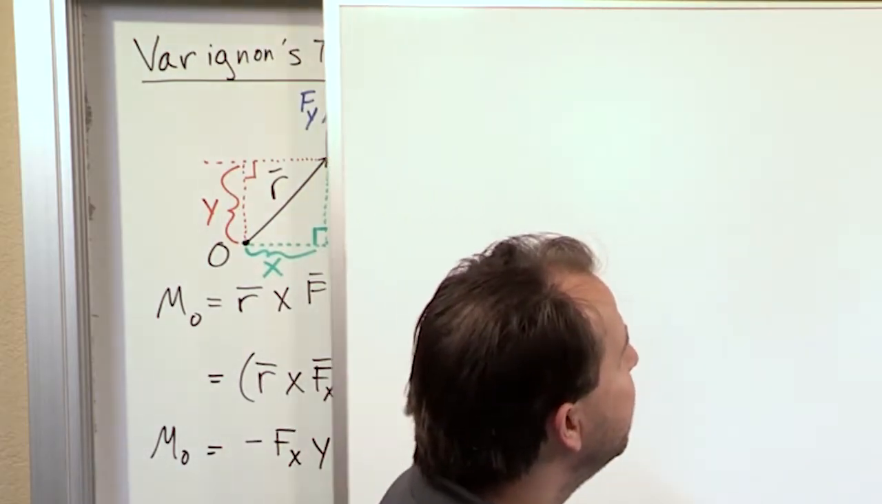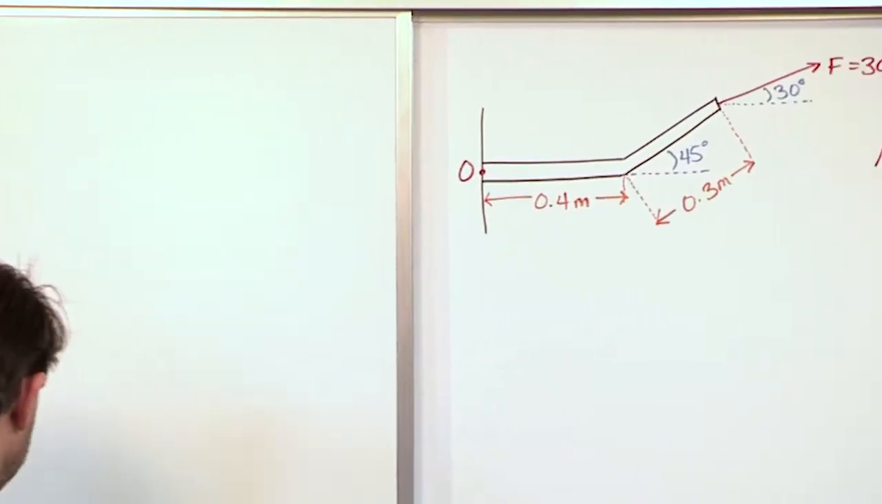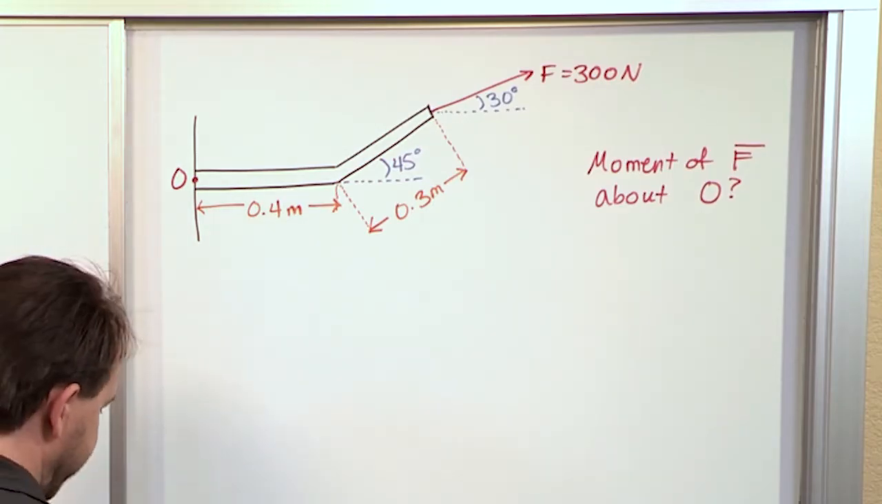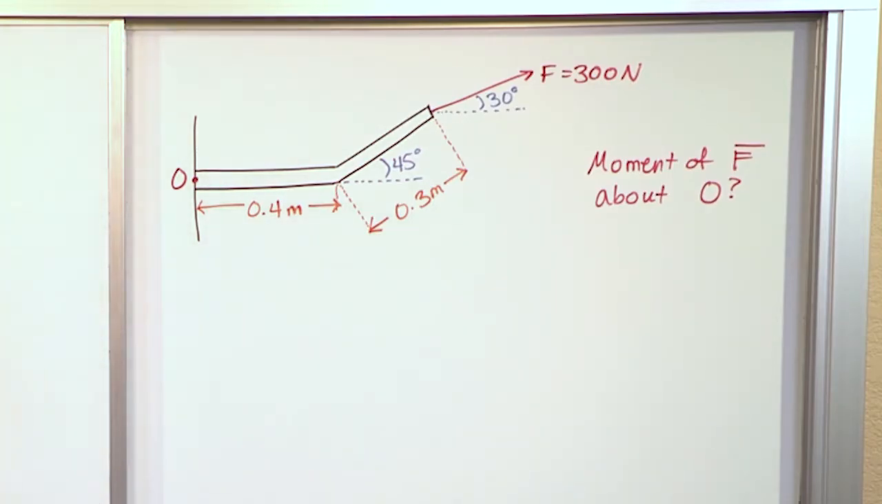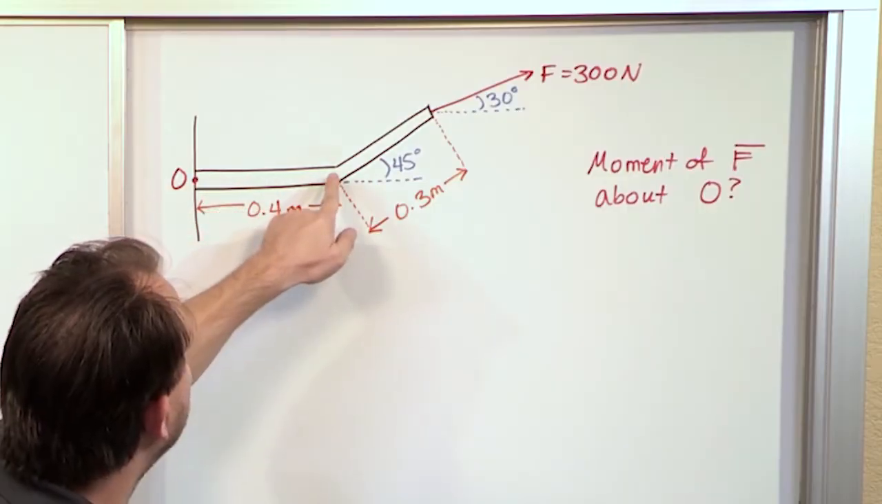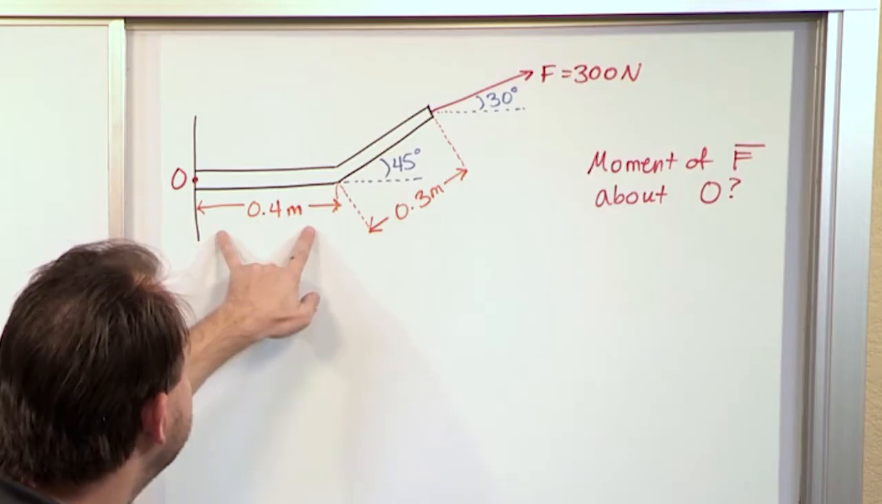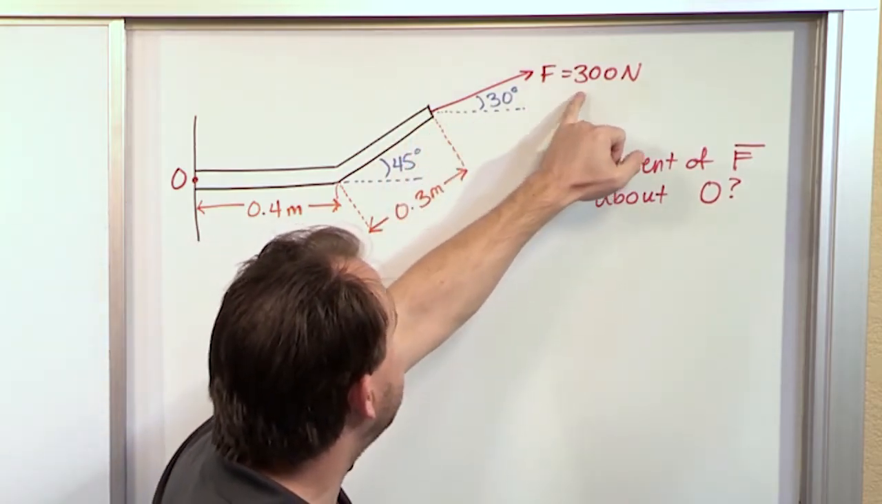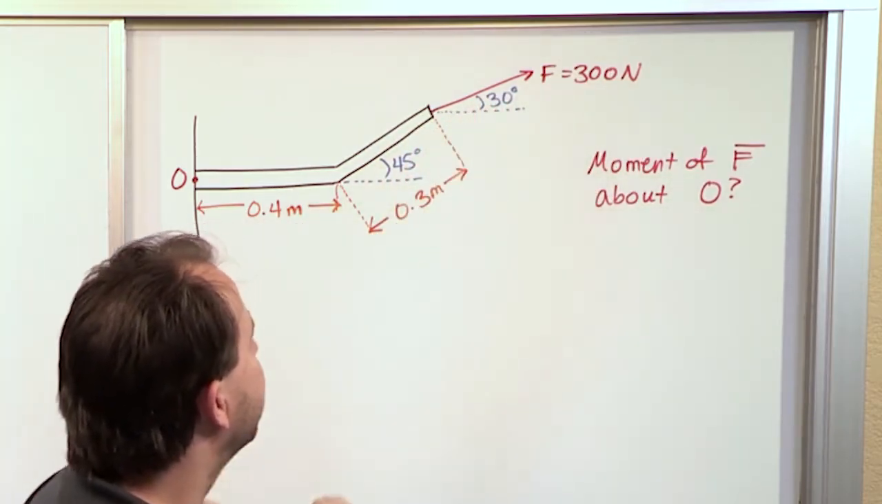Now to actually learn something from it, let's do a quick problem. We're going to solve this easy little problem here. It's not very complicated, but again, it gives us practice. So what we have is a point O, and we have a metal bar, and it goes up at 45 degrees. We have dimensions here of the different segments of the bar. At the tip of the bar, we have a force of 300 newtons. Again, it's angled 30 degrees from the horizontal.